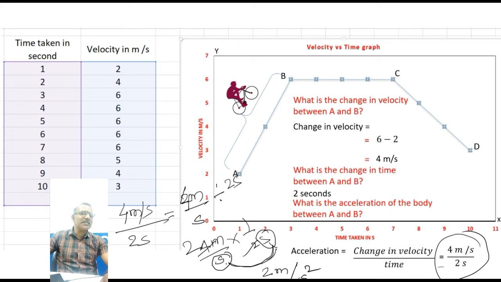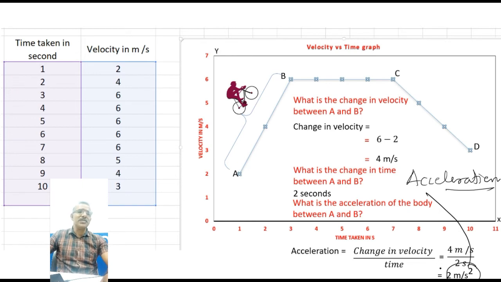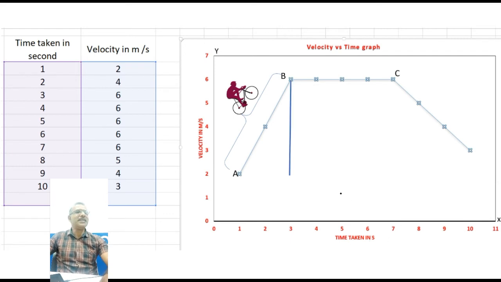This S and S gets square, right? So our answer will be 2 meter per second square, which is the SI unit of acceleration. You have already studied it, but I am just emphasizing it again in this video tutorial. Please remember, SI unit of acceleration is meter per second square. And why meter per second square? Because it is velocity divided by time. Velocity is meter per second, again time is second, so meter per second square. Right? So we'll go ahead.